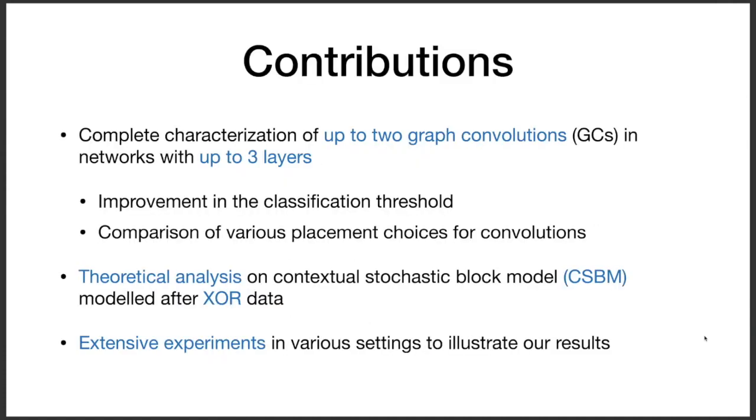So, here's a brief overview of our main contributions. We completely characterize the capabilities of up to two graph convolutions in neural networks with up to three layers for node classification tasks. First, we show when and by exactly how much convolutions improve the performance of learning models. And second, we show how the placement of convolutions across the different layers of a network affects their performance. For theoretical results, we study a statistical model called the CSBM, which I'm going to describe soon, and for empirical demonstrations, we use synthetic data plus several known benchmark datasets.